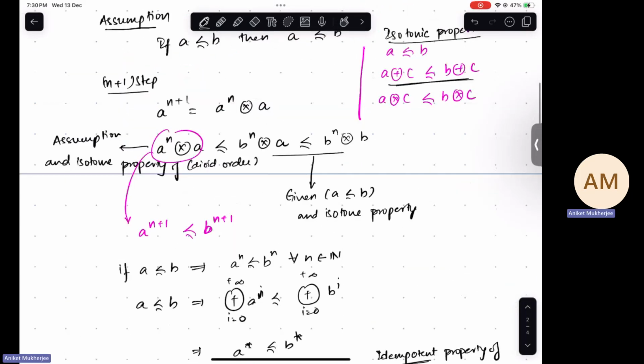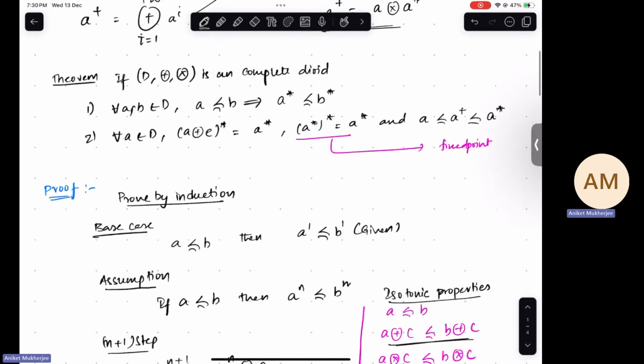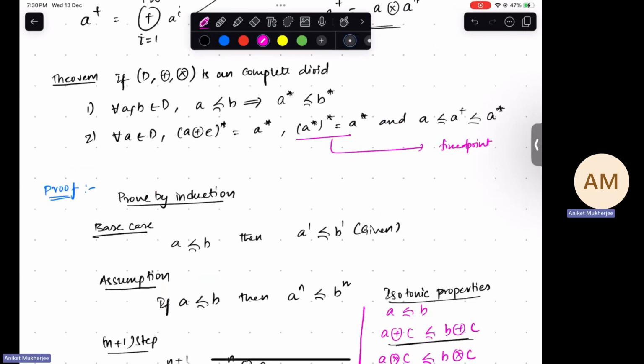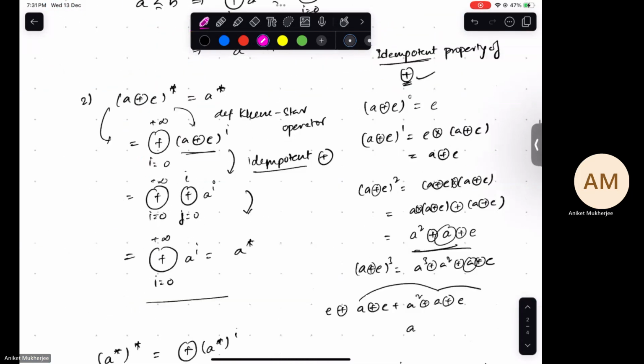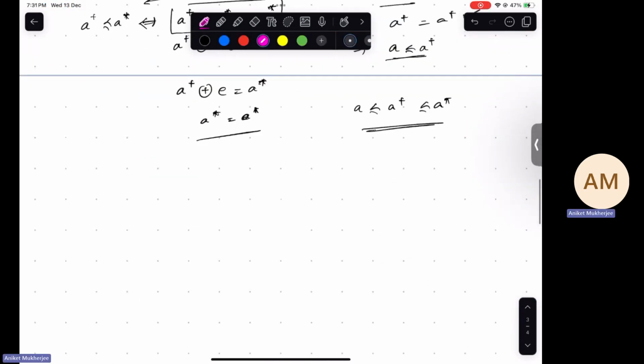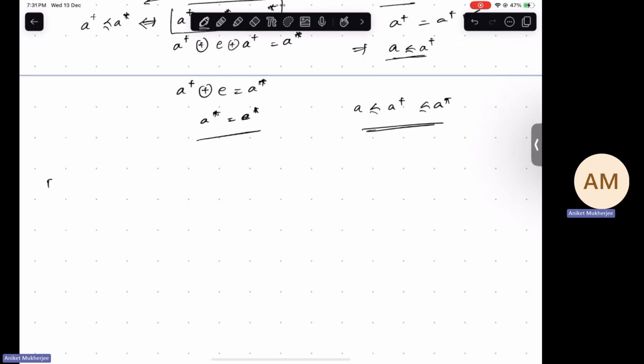Okay, so yeah, we proved this theorem, relations 1, 2. In the 2, we had three things. The Kleene operator for A plus E is A star. If you apply Kleene operator multiple times, you will again get the Kleene operator. And the dioid order for A plus, A star, and A, the relation, right? Okay, so next we have another theorem.